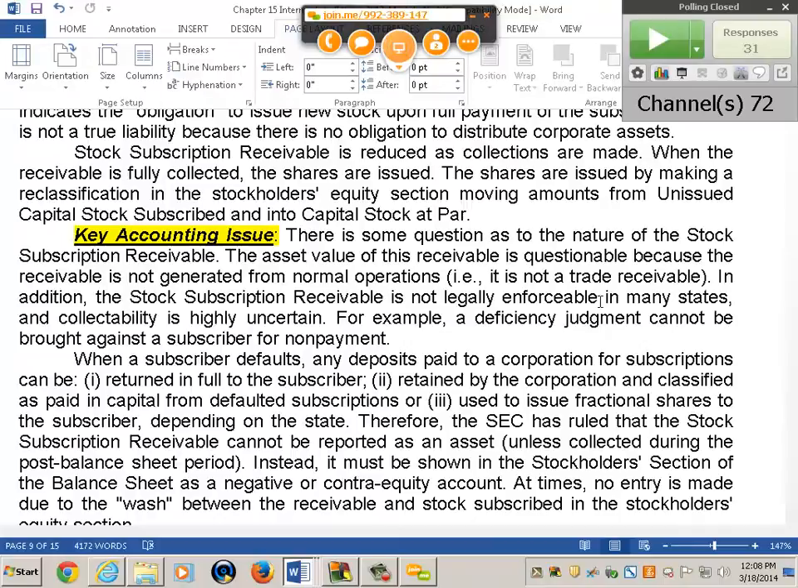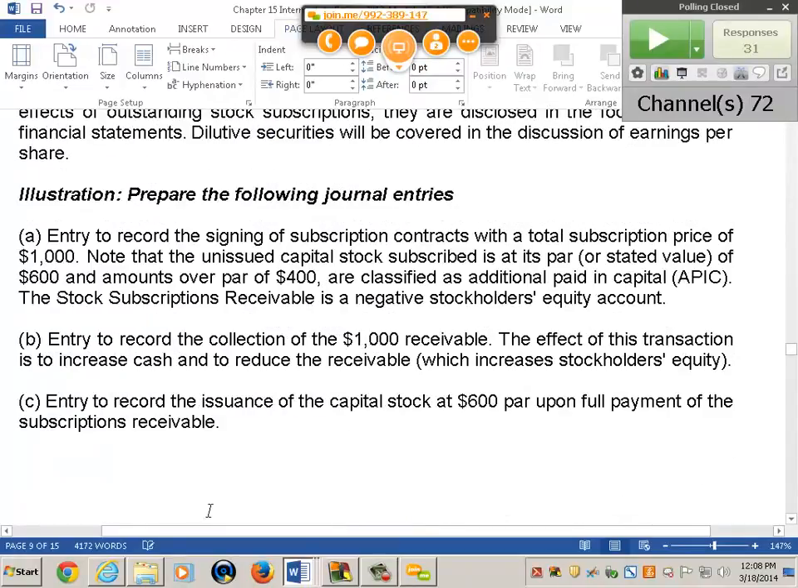All right, so now let's see the journal entries. And I will tell you, by the way, that I normally like you to make the entry here and also to make the entry for employee options. So here's what happens. Very simple case. You sign subscriptions and the price is $1,000. The par value is 6 and the excess over par is 4, and the stock subscription receivable is negative equity.